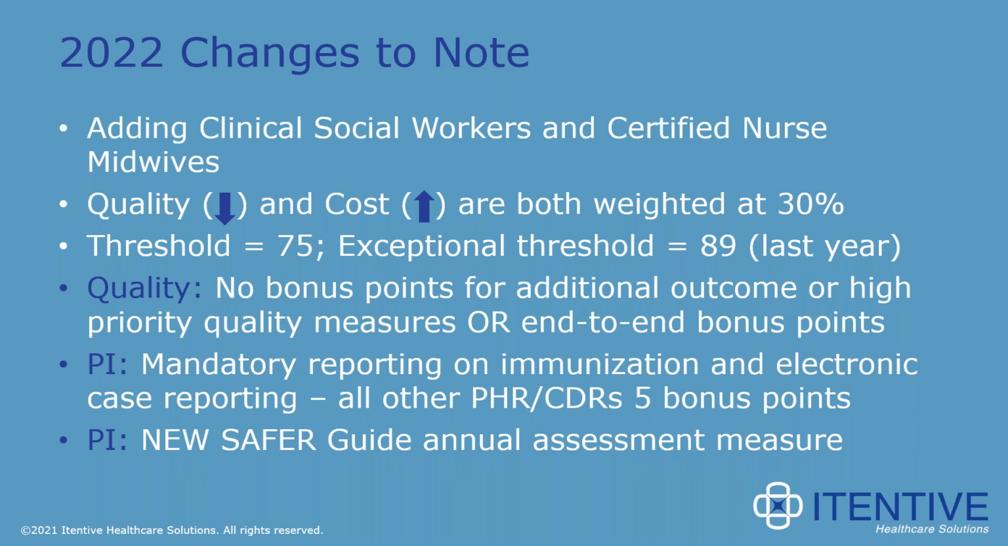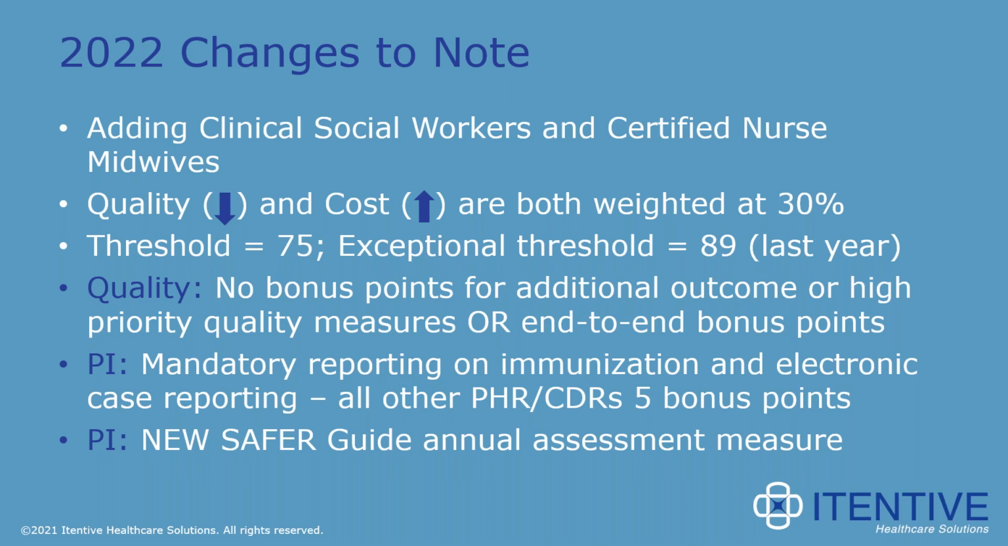And then another one for PI, there's a new measure that they added. It's called the Safer Guide Annual Assessment Measure. Sounds very similar to a security risk analysis. I would assume that it's just on a smaller scale. They do have information and guidance out there for this, but this would likely be a similar resource to performing your security risk analysis.